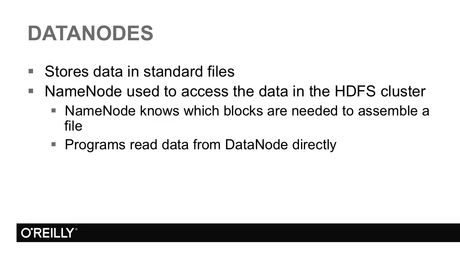The second part of our hardware infrastructure consists of data nodes. Data nodes are going to do the processing, and they also store the data in normal files. We have seen that HDFS is built on top of the ordinary Linux file system. Now, the name node needs to know what all the different blocks are that are needed to assemble a file and treat it as one unit. So the programs will read the data from the data node directly, having direct access to the data.